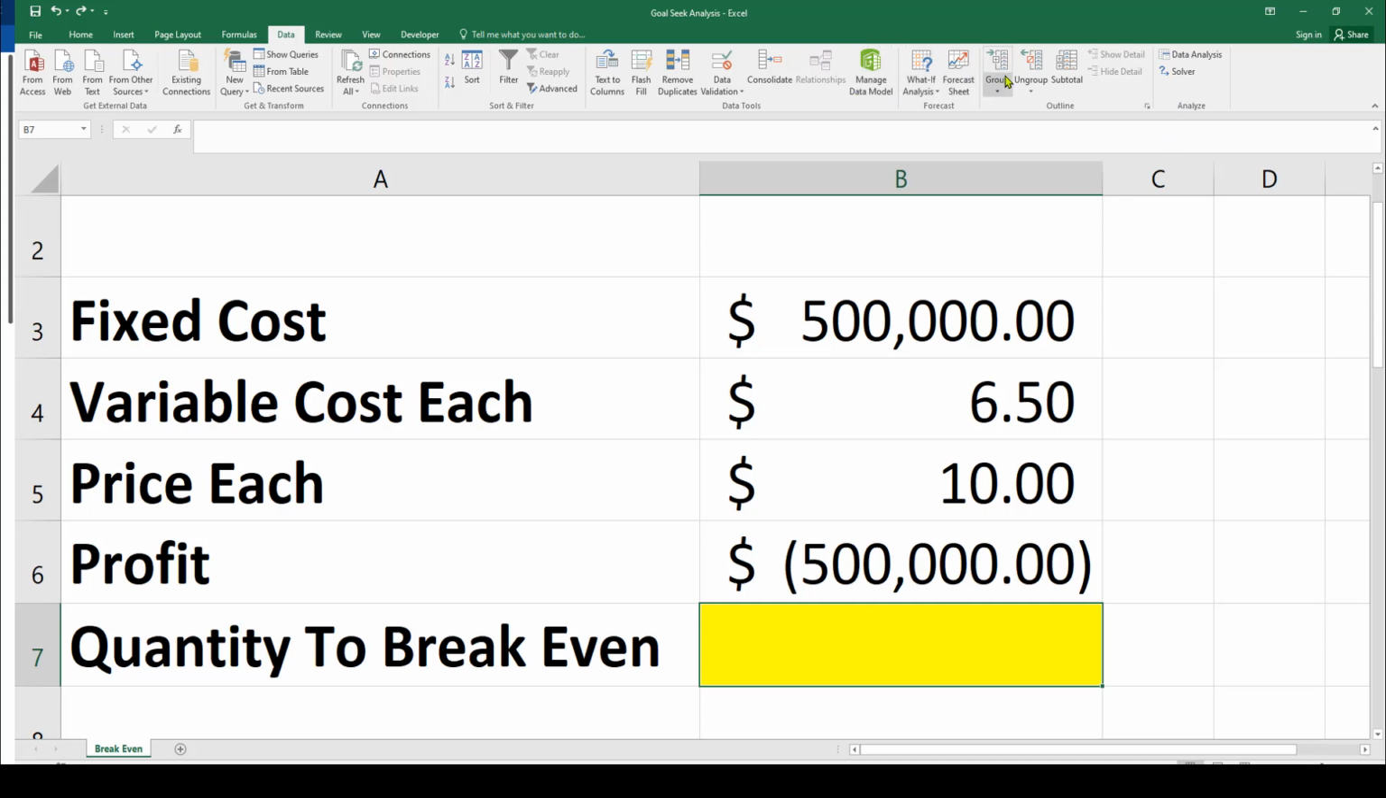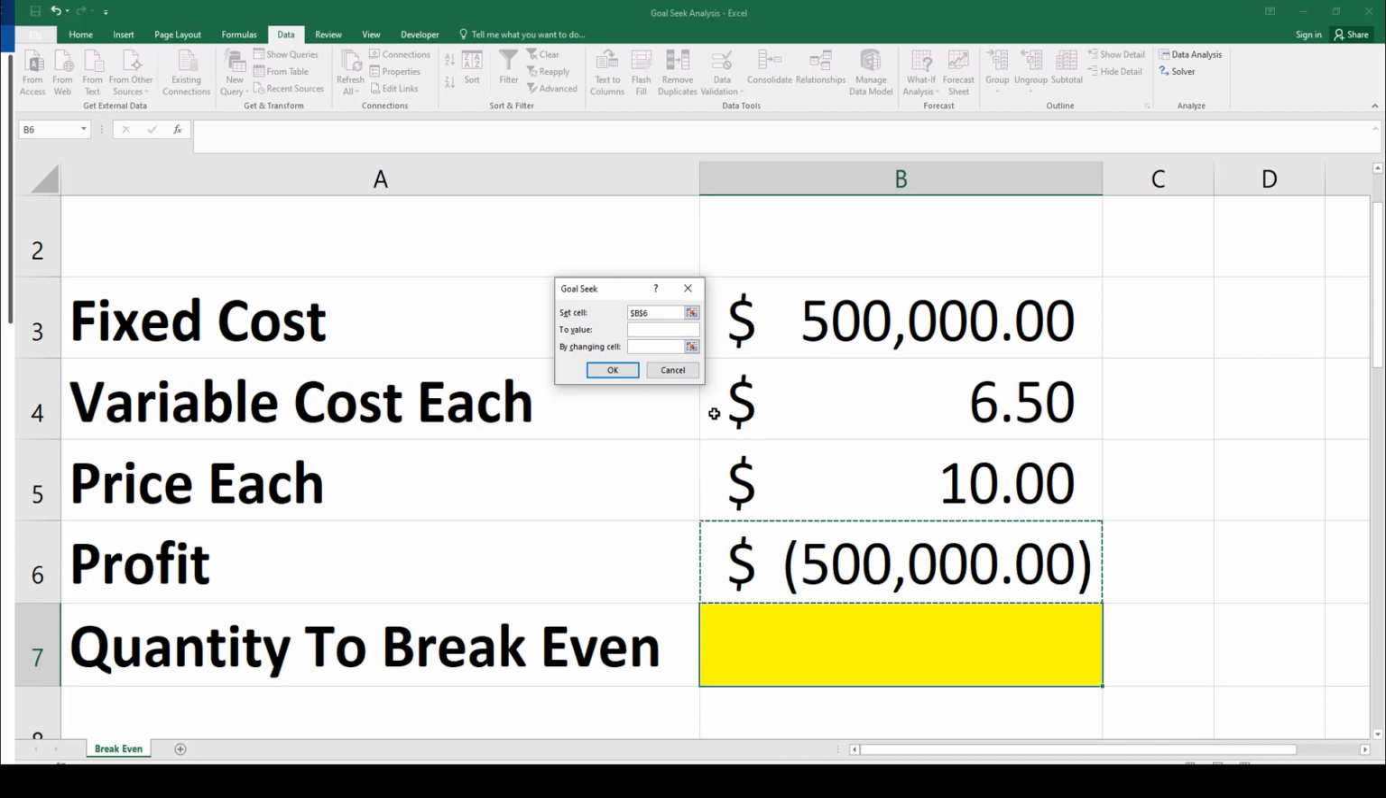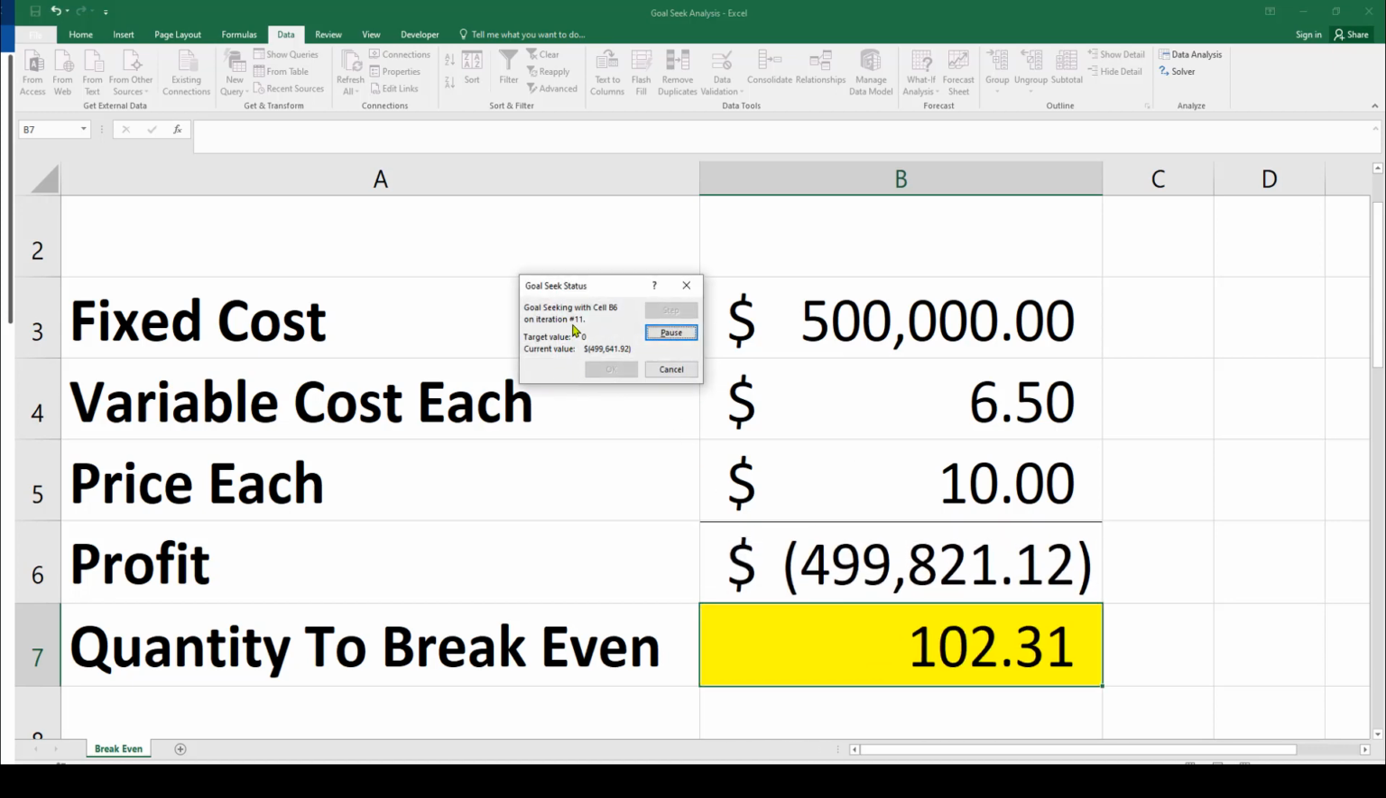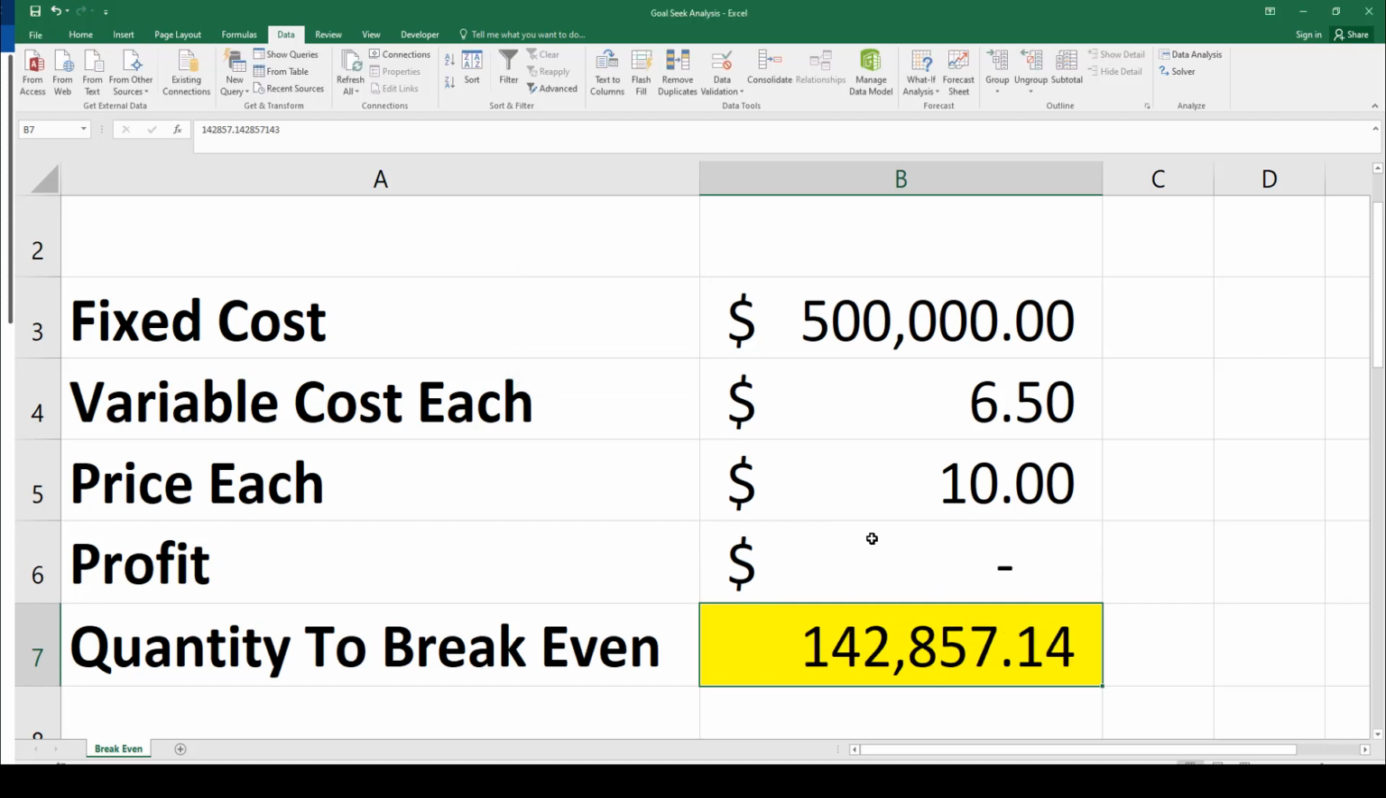We're going to go over to Goal-Seek again. So What-If analysis, Goal-Seek. This time we're going to again set the B6 to 0 by changing B7. Now the numbers are going to work. It's still working. Boom. We got our answer. If we want to break even, subject to this information, we need to produce 142,857.14 units. Or loosely said, 142,858 units, because you can't produce 0.14.